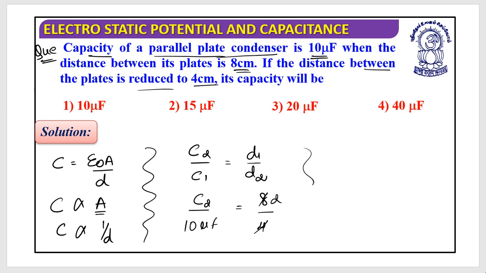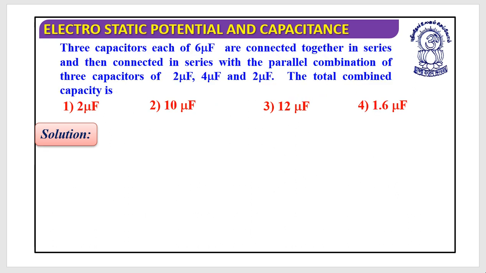So this is 4 2s 8. So what I can have is C2 that would be equals to 10 microfarad multiplied by 2. And when I write 10 multiplied by 2, this is 20 microfarad. This should be the answer. What was yours? Is it same? Did you have the same answer? Great. Let's go through the next question.